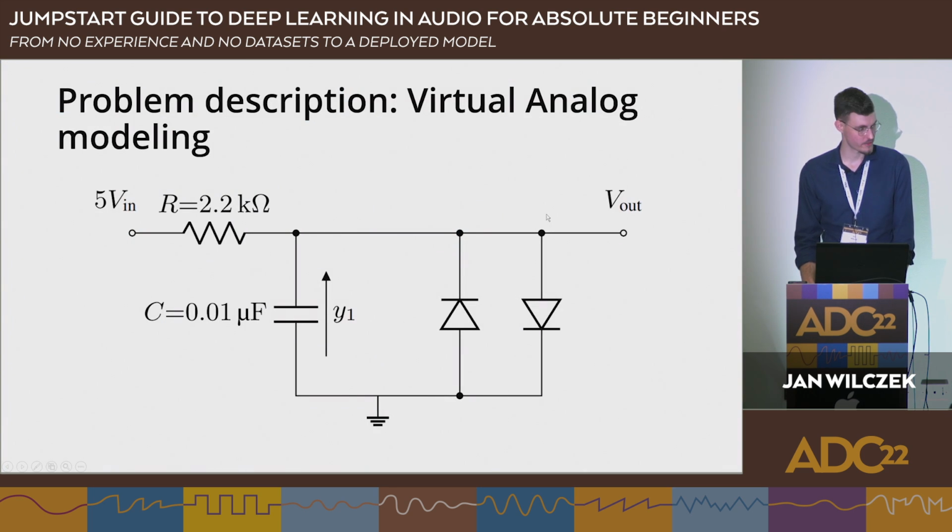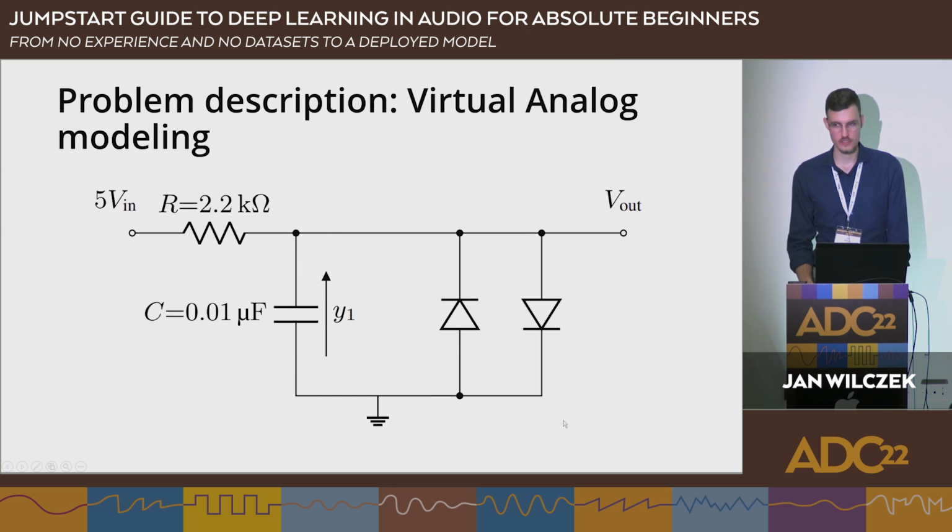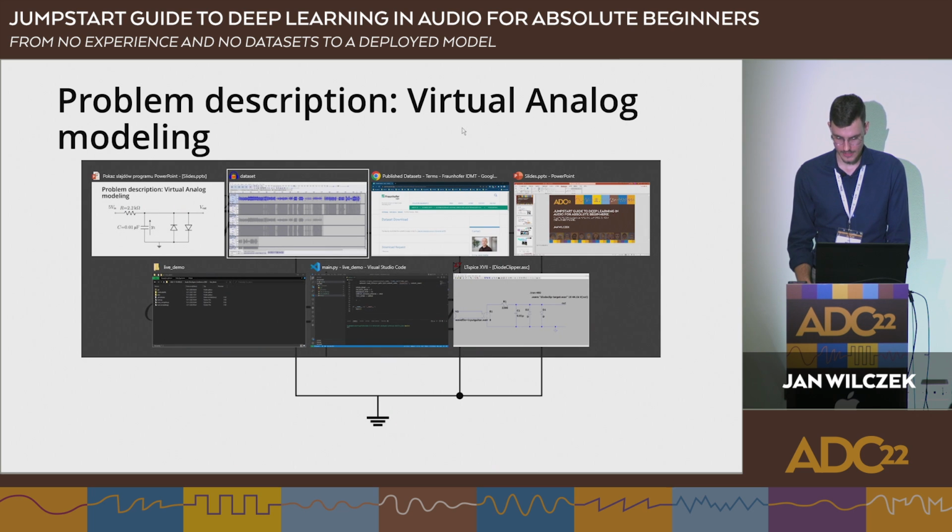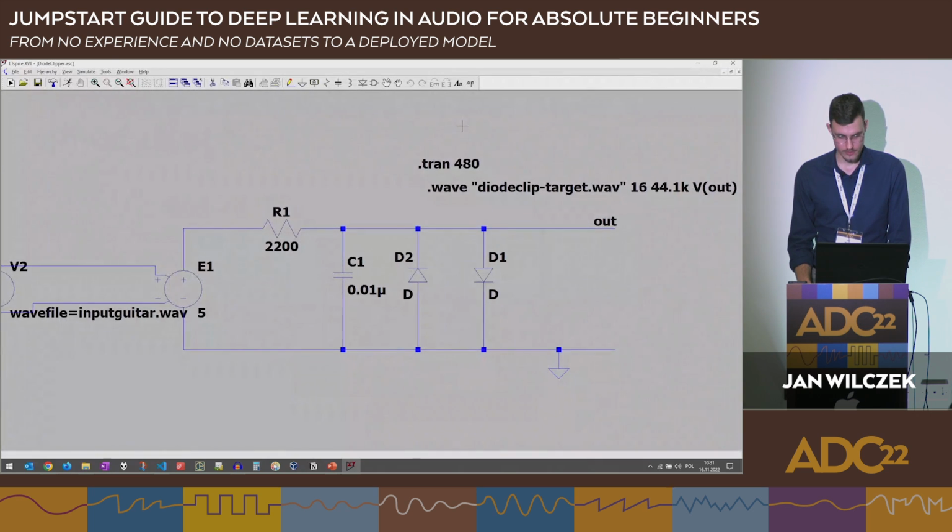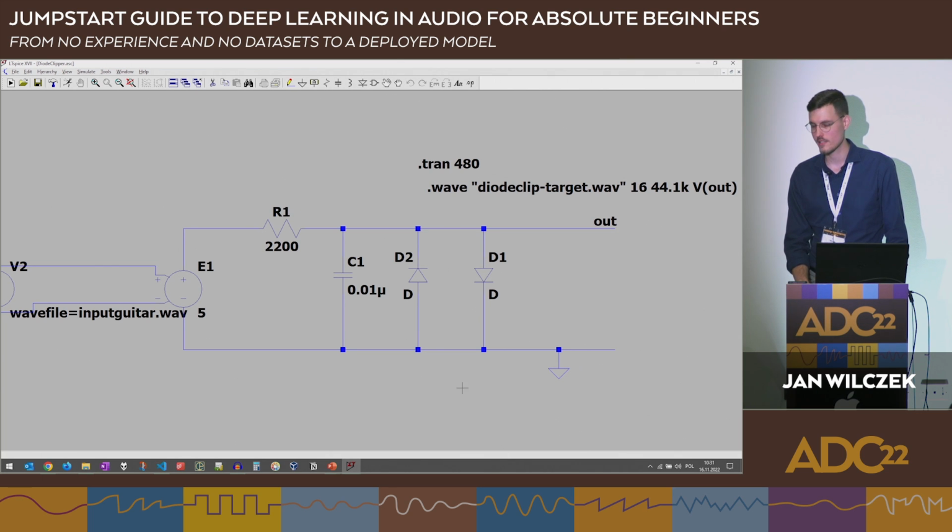OK, so we have this circuit, right? And we have the input signal. So now, should we solder this circuit and run the signal through it to obtain the target? Well, we could do it. But what is much simpler, if we don't want to get into this, is SPICE software. SPICE software is very advanced simulation software that allows you to simulate analog electronic circuits.